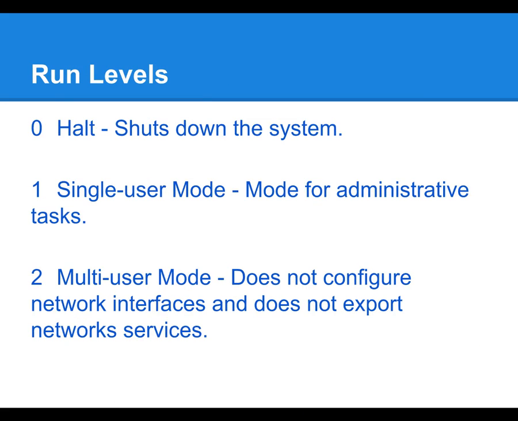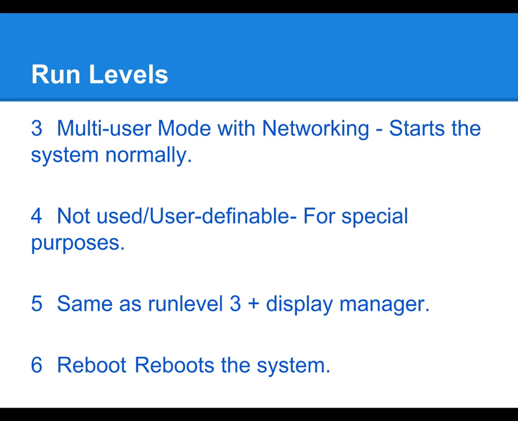A quick view on run levels. Basically, a run level is a state that your machine is in. So 0 is a shutdown state, 1 is single user mode, 2 is multi-user mode without networking, 3 is multi-user mode with networking, and 4 is user defined. You can make up your own run level by modifying 4. 5 is basically the same level as 3, plus you have a display manager. And 6 basically reboots the system.